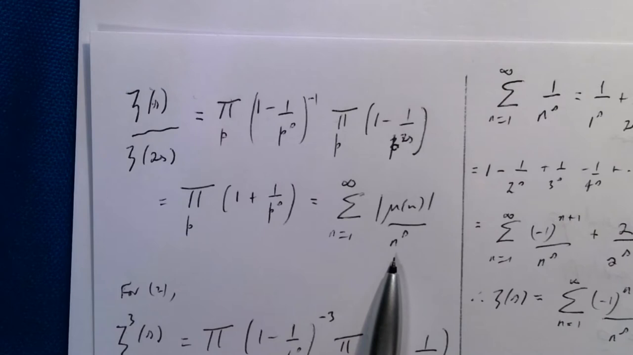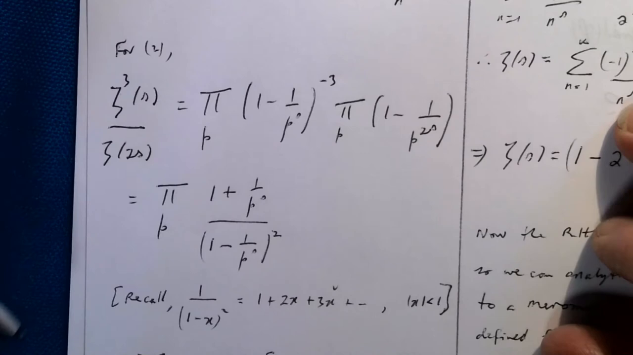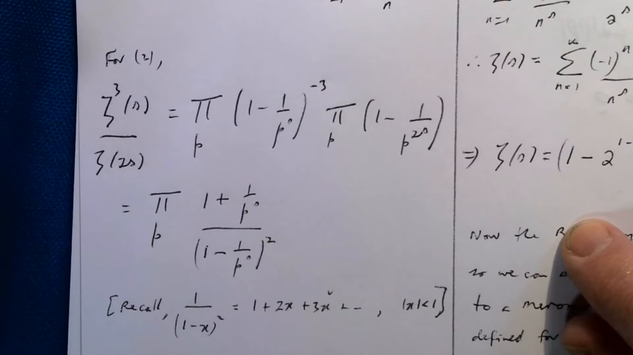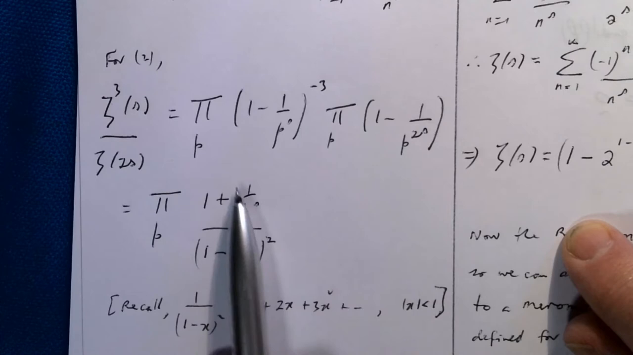For the second one, again, we start off with the left-hand side. I'm going to look at zeta cubed of s on zeta to the 2s. And again, we just write down the Euler products of these. So we get this, and this is to the power minus 3 times that. Once again, you can factor this difference of two squares, cancel a bit of this out. You get 1 plus 1 on p to the s left from this one, and then the other term cancels with a bit of that, and I get 1 minus 1 on p to the s squared.